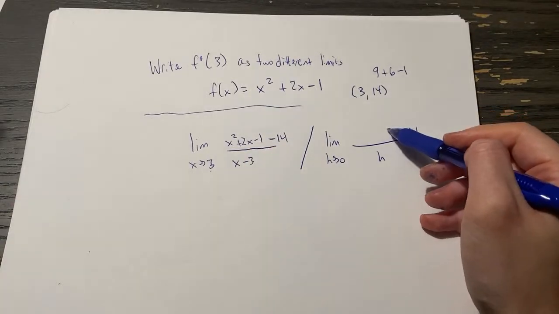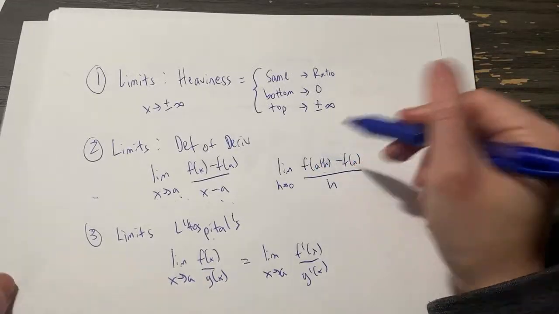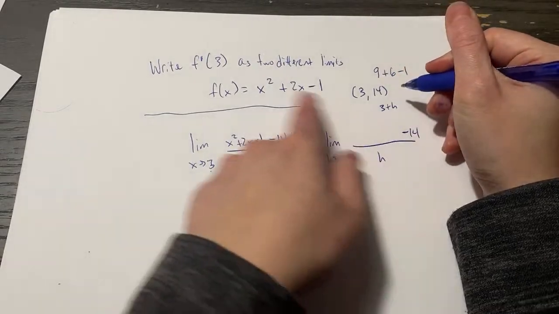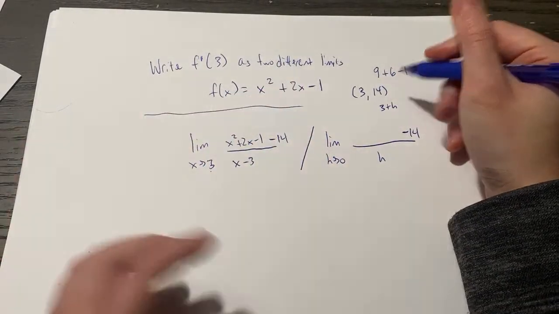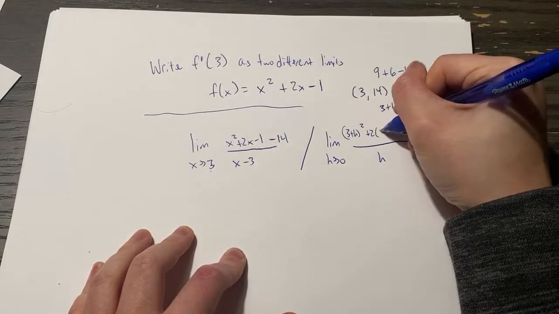And then to finish this off, it's the top left of the numerator. And the top left of the numerator is f of a plus h. So I'm going to take my number, 3, and add h. And then anytime I have an x, I'm going to replace that with 3 plus h. So it'll be 3 plus h squared plus 2 times 3 plus h.